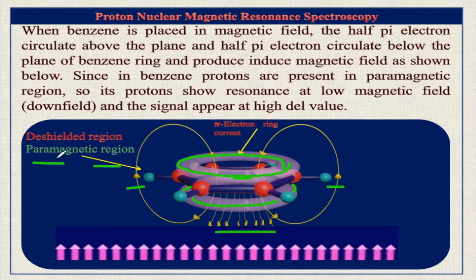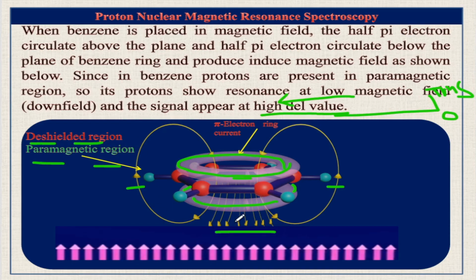So in the benzene case the protons are deshielded, and deshielded protons resonate at low magnetic field, and the signal appears at high del value. High del value means the signal appears far from TMS, where zero is TMS. In benzene, pi electrons circulate in a ring current and a magnetic field is generated, called the induced magnetic field.